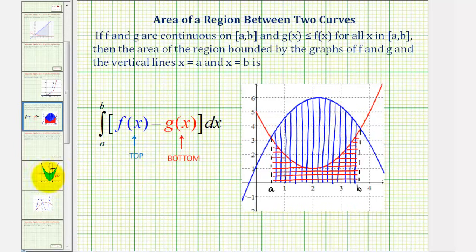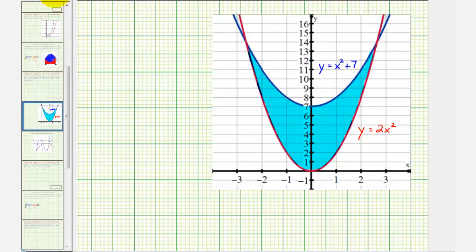So going back to our example, to begin to set this up, the area is going to be equal to the integral of the top function, which is x squared plus 7, minus the bottom function, which is 2x squared.